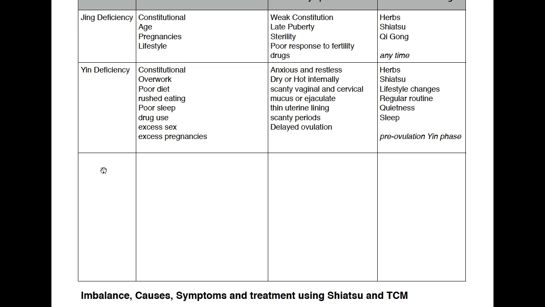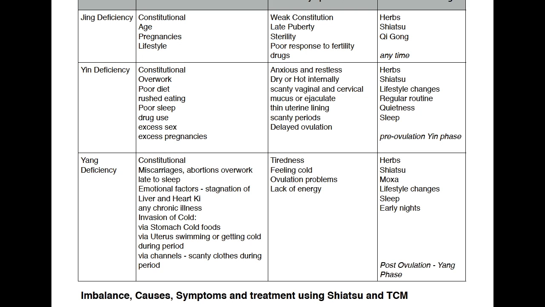The next thing we've got is yang deficiency, and that's the one you experienced where you felt cold, lack of energy, tiredness, and heaviness. Remember that? And there it is, look, tiredness, feeling cold. That can lead to ovulation problems because the yang moves the egg through the system and gives you energy. This is the kind of thing that can affect the yang. Constitutional factors again, because it's all to do with the kidneys. Miscarriages, abortions, overwork, all of those things affect the yang. When you go late to bed a lot, you're not getting enough rest, that again suppresses the yang.